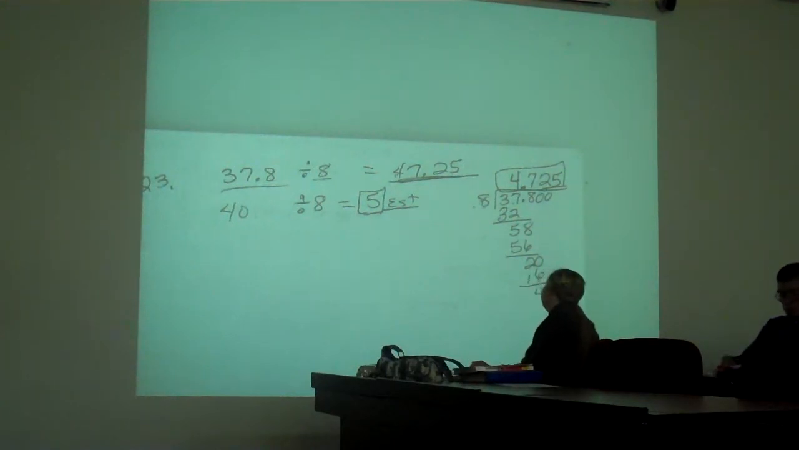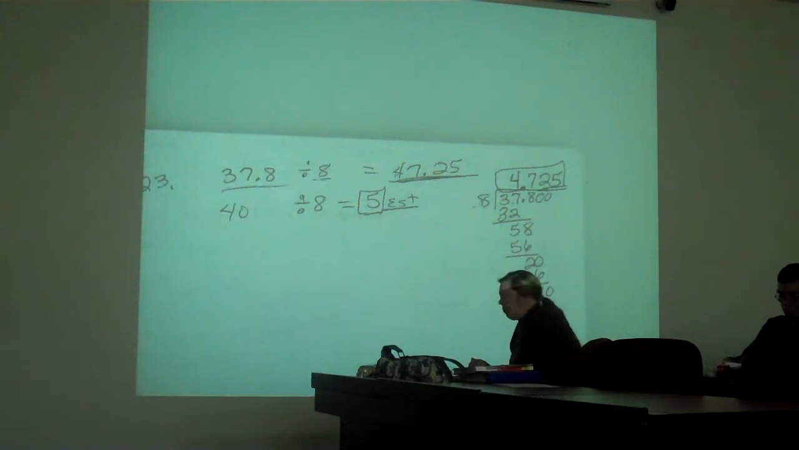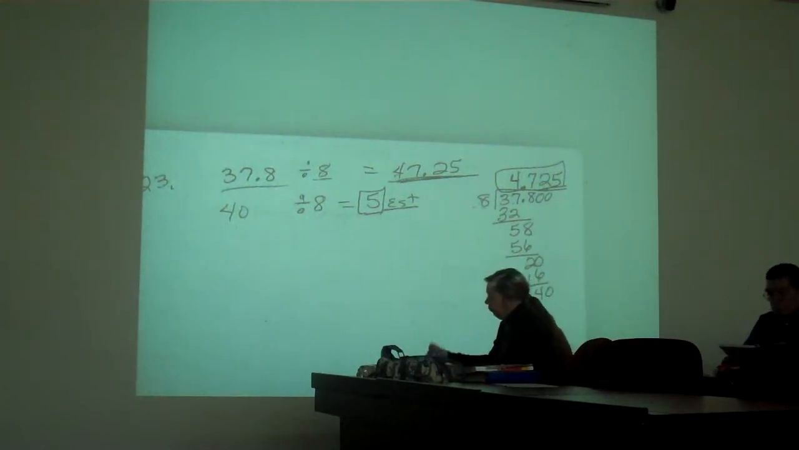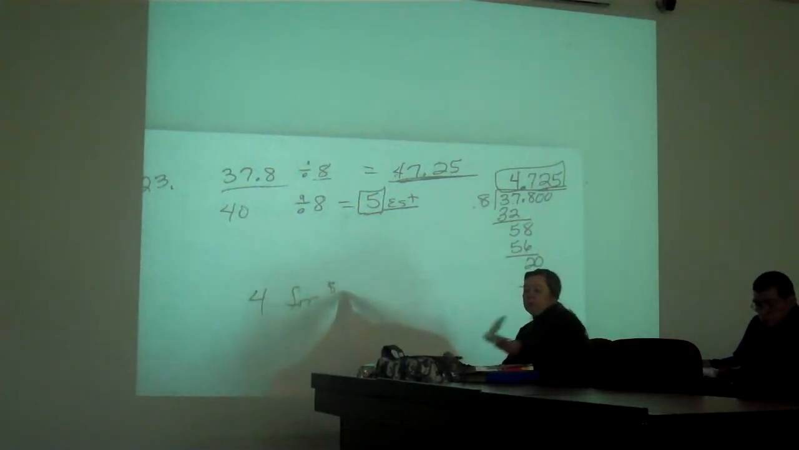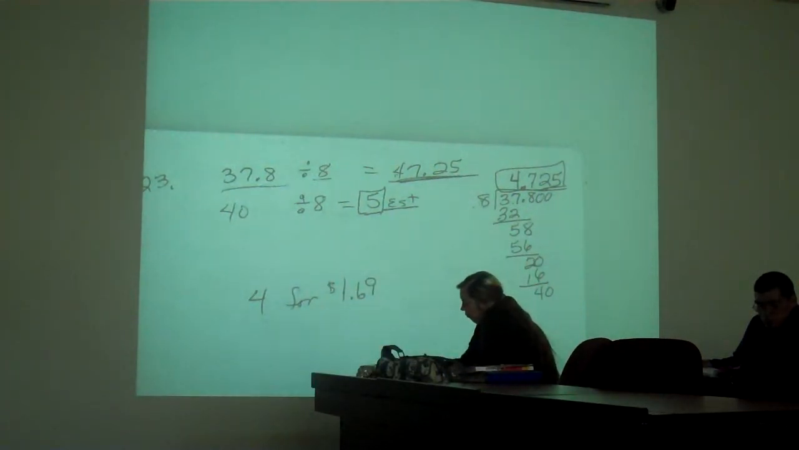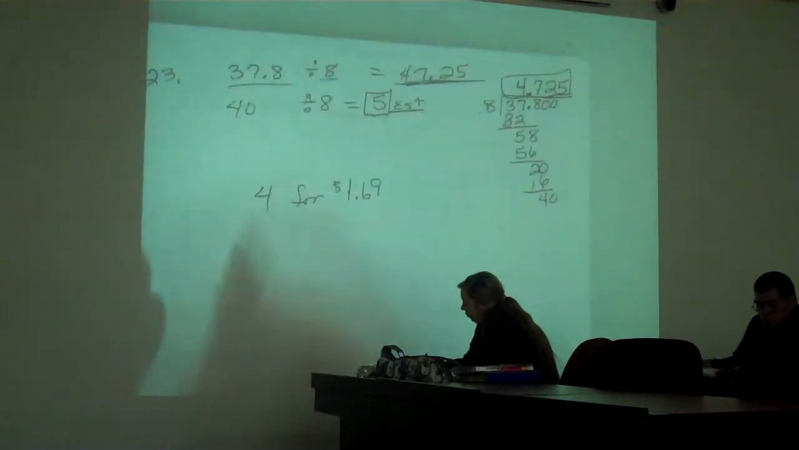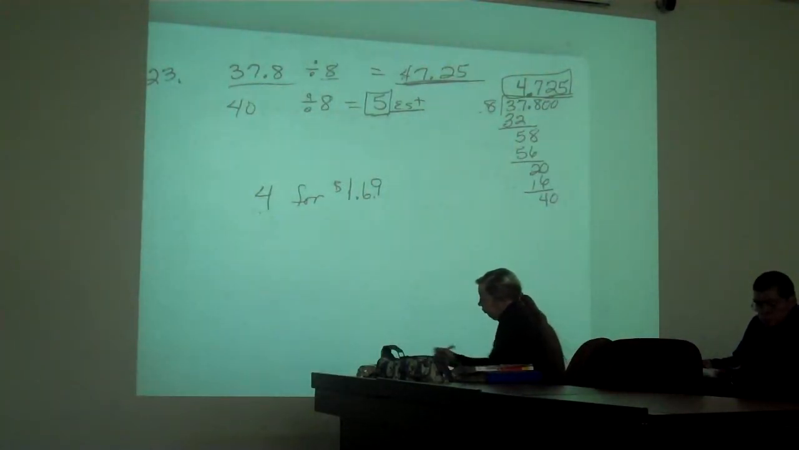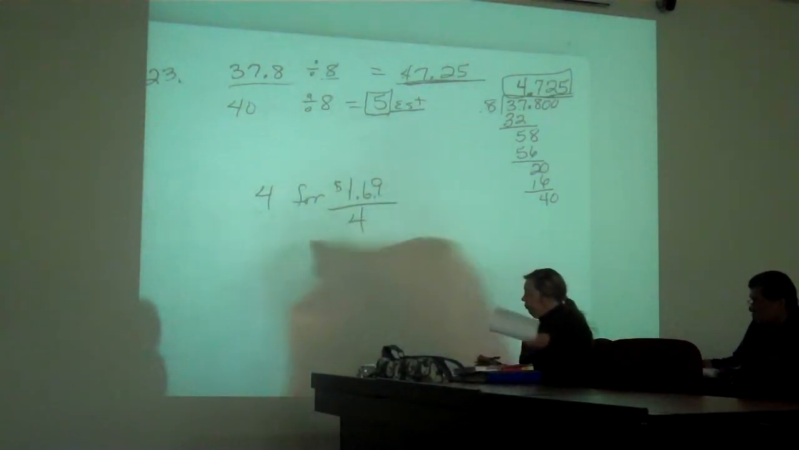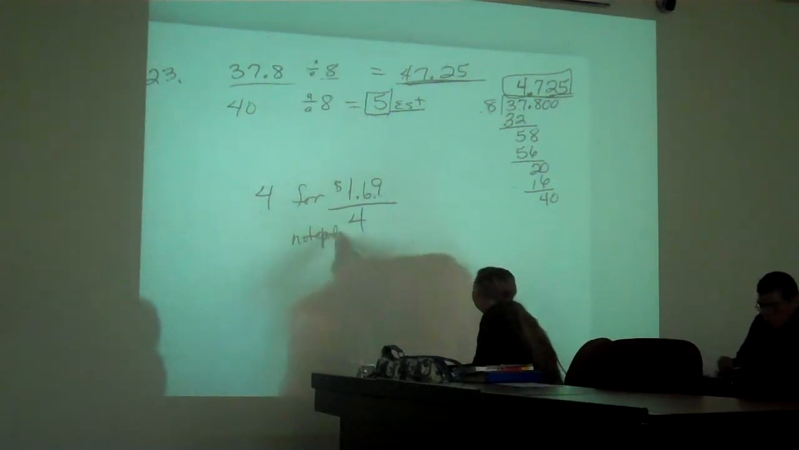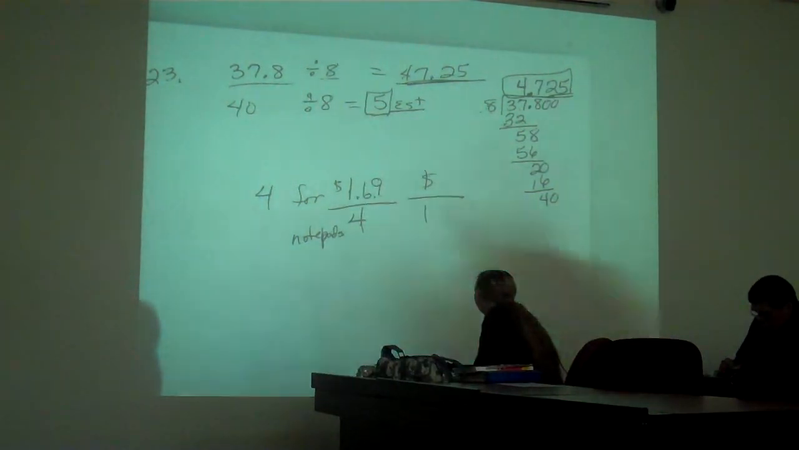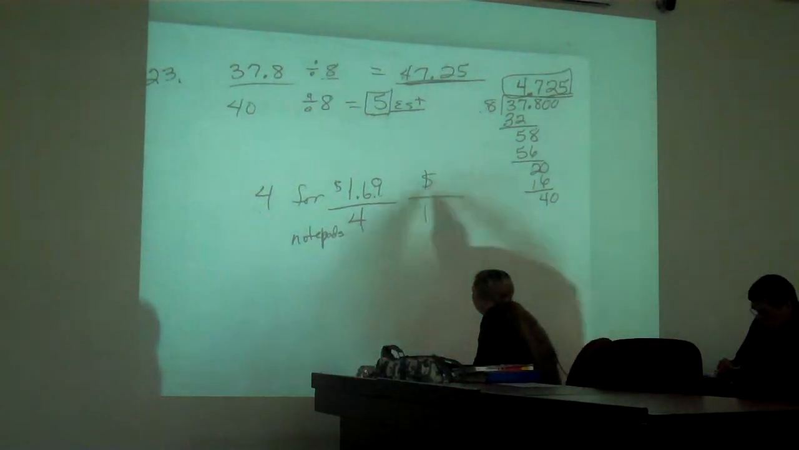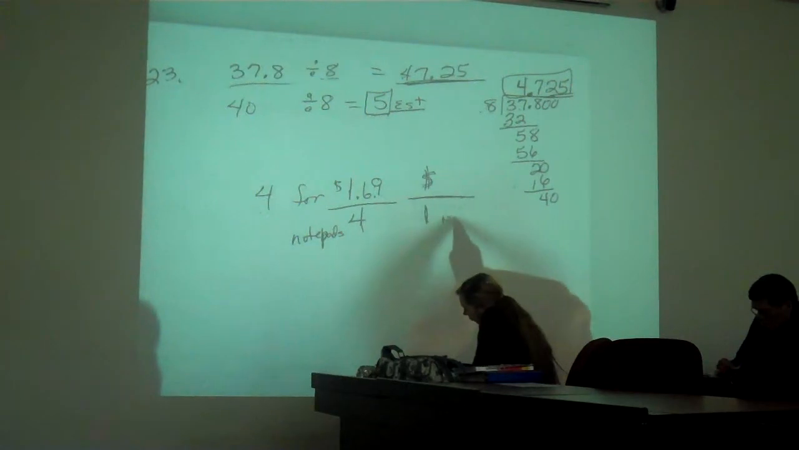Okay. Word problems. I think you could find the price of one notepad. Like 32: 4 notepads for $1.69. How much is one notepad? What would you divide? Would you divide 4 divided by this, or this divided by 4? This is the price for 4 notepads. If you want the price for one notepad, you're going to do that divided by that. You do 1.69 divided by 4. Does that make sense? So you'll have the price per one notepad.